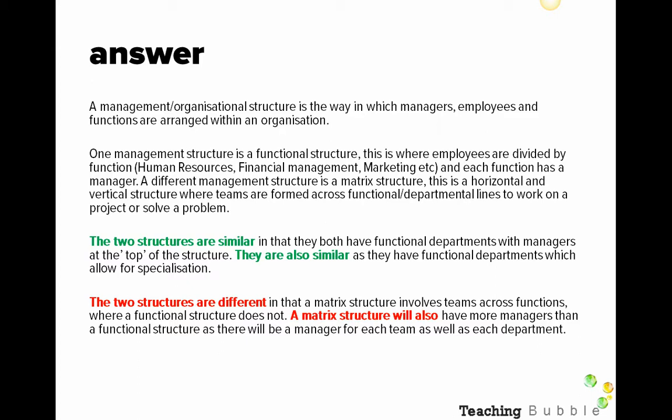So that's fine. Then part of compare, well now they're contrasting, but just remember the other part of comparing is looking at the differences. The 2 structures are different in that the matrix structure involves teams across functions, whereas a functional structure does not. Matrix structure will also have more managers than a functional structure, as there will be a manager for each team as well as each department, which is all legitimate differences between the two. So there, they've got 4 marks there because they've done 2 similarities and 2 differences.